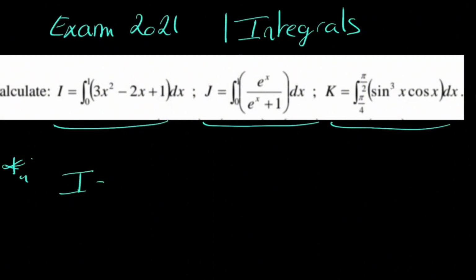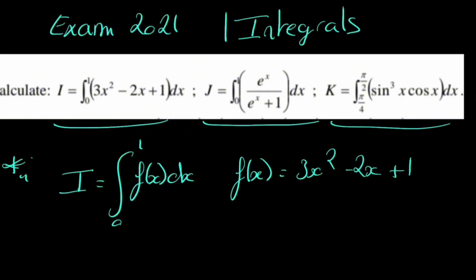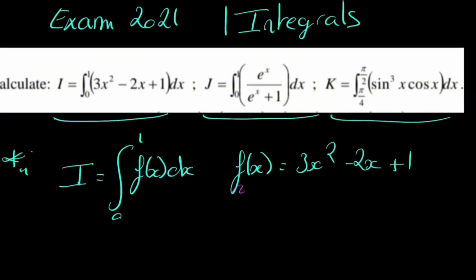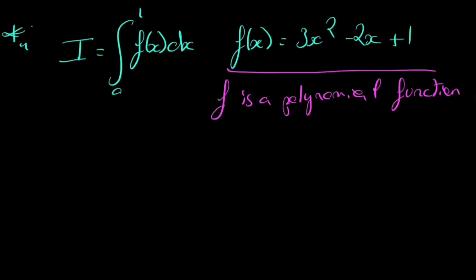So I is equal to the integral from 0 to 1 of f of x dx, when f of x is equal to 3x squared minus 2x plus 1. What you should know here is that f is a polynomial function, and those are really easy to integrate.